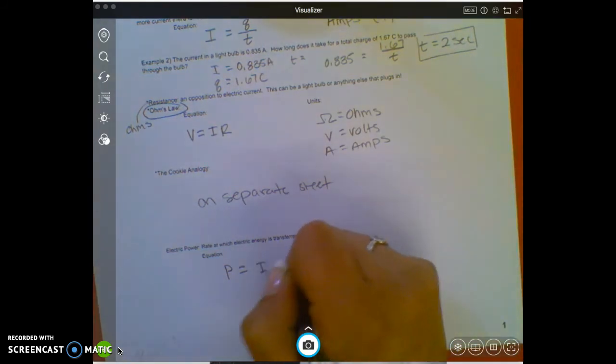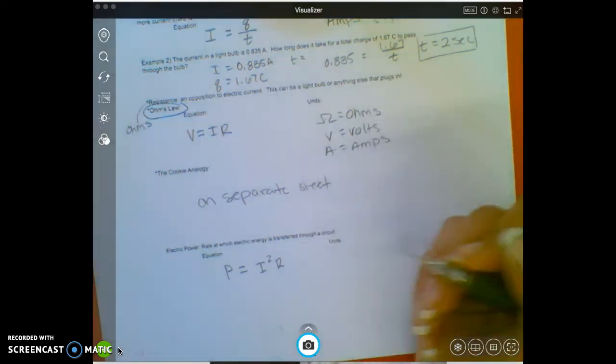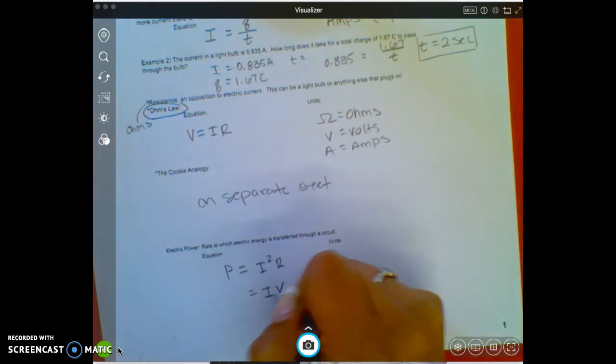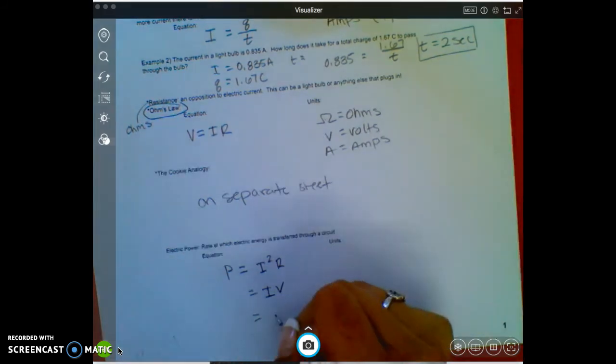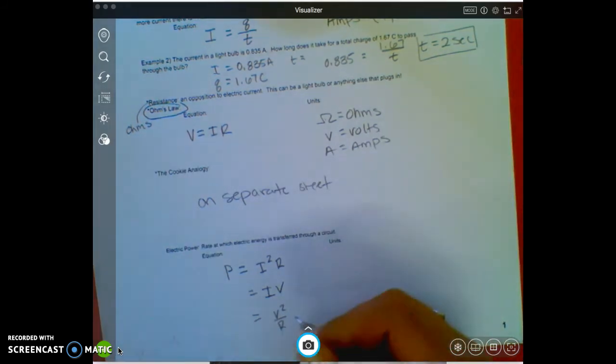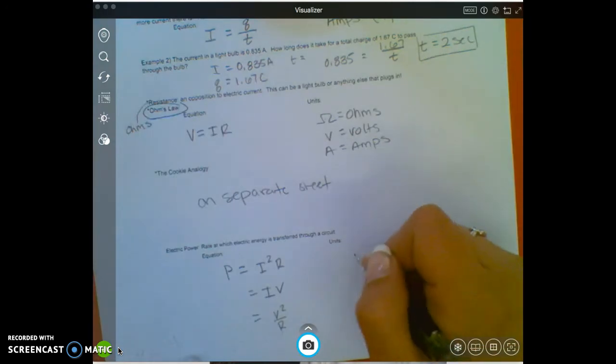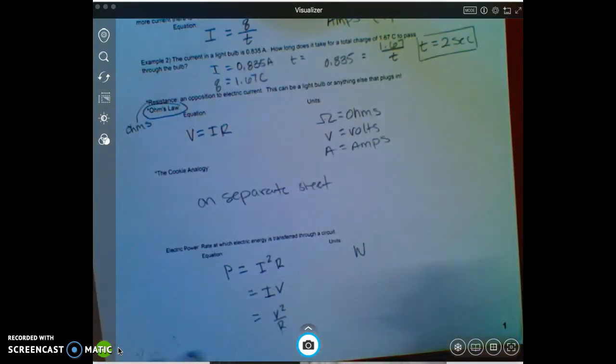And the equation, there are 3 of them. So I squared times R you can use. You can also use IV, okay, or you can use V squared over R. The reason there are 3 is because if you sub in V equals IR in here, you'll notice if you sub in IR, you get I squared R, and that gives you this one. Or if you sub in IR here, you get I squared R squared over R, so you get I squared R. So it ends up being the same thing. And the units for power are still watts, okay?